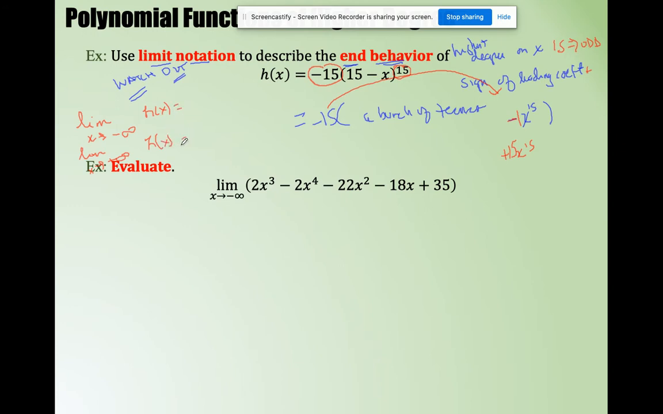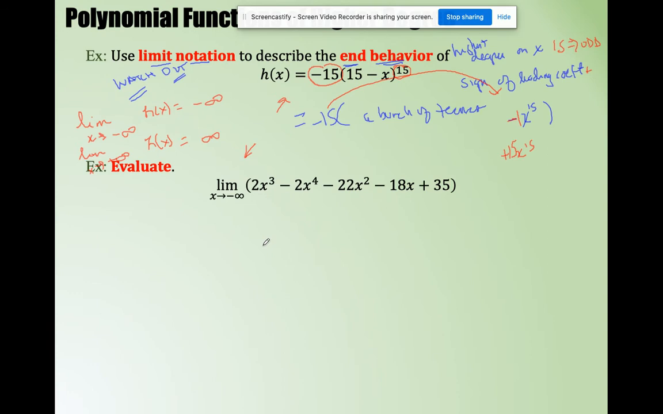Since this is an odd degree with a positive leading coefficient, on the left end you go down and on the right end you go up. Like a line, x to the first, positive x to the first. Notice that it's the same thinking, right? I'm doing the same thing here. They just have given me limit notation. So sometimes you're asked to demonstrate the fact that you can write in limit notation.